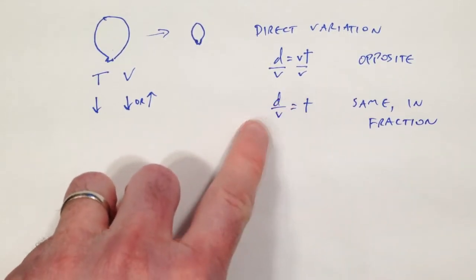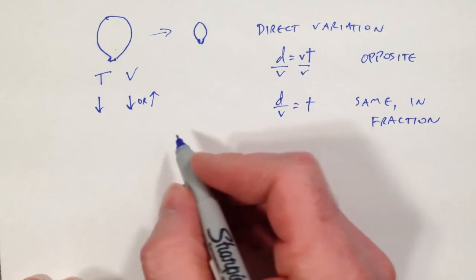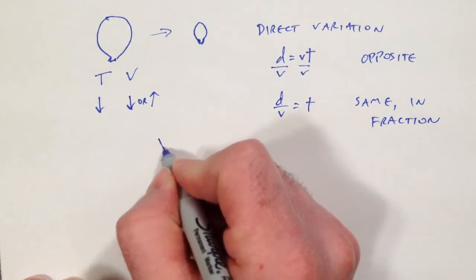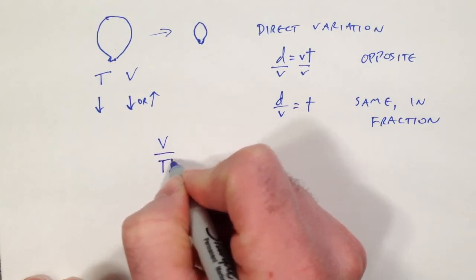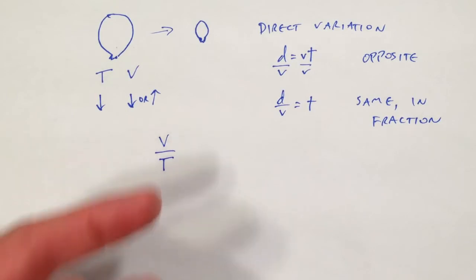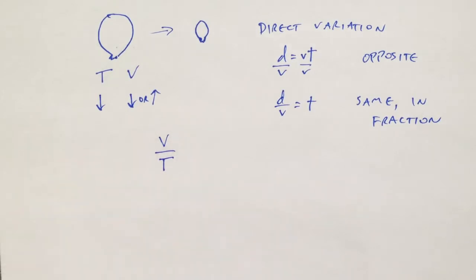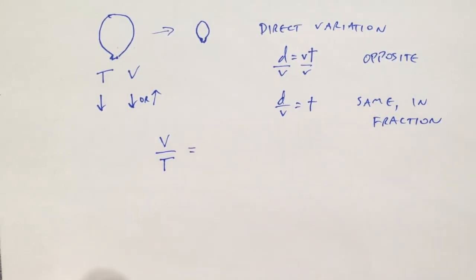We're going to go with this one because it's a lot easier to write from scratch. I'm just going to put the volume and the temperature in a fraction form. And if these two have direct variation, just like in the last one, where P times V stays the same, in this case V divided by T would be the same. And just like last time, it's going to stay the same as itself.